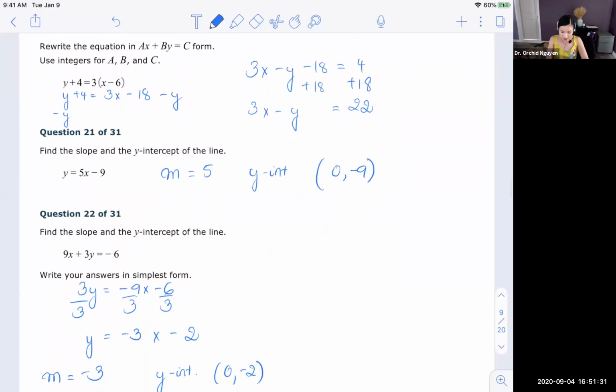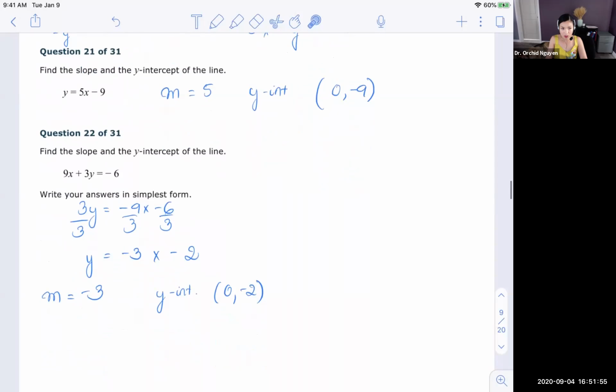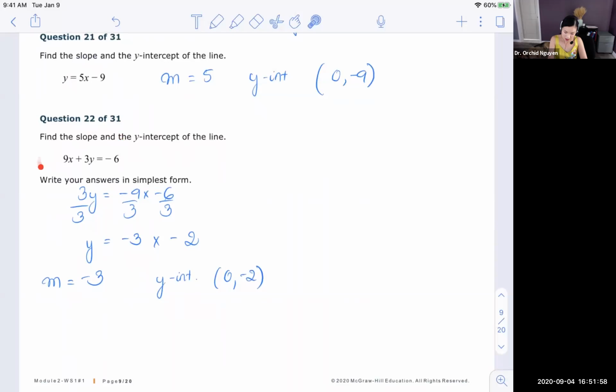Okay, and these problems pretty much just ask you to change back and forth. So we should be able to go back and forth. This is standard form, right? This is slope y-intercept. So for the slope y-intercept, you can recognize the slope right away and the y-intercept right away. So number 22 right here, you see we have standard form, and when I change it, I get the slope y-intercept form. So it's really easy. All these problems, they are review. You should be able to work it out easily.